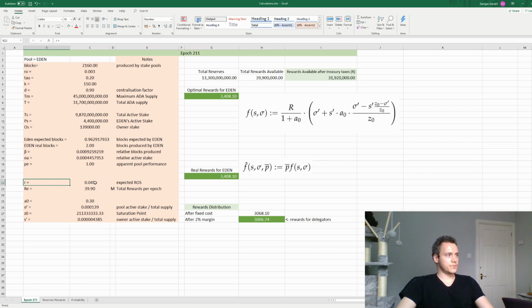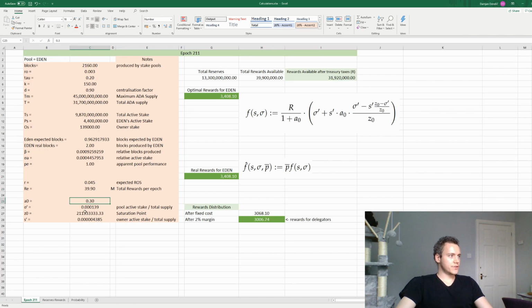R is the expected loss. We're not going to use that, forget about that. RE, the total rewards per epoch, although I calculated here as well, it's, as we mentioned, the total maximum ADA supply minus the total ADA supply times the monetary expansion factor rho. So I actually hard-coded that in, but it should be rho. There we go. And I just divided to get this number in millions.